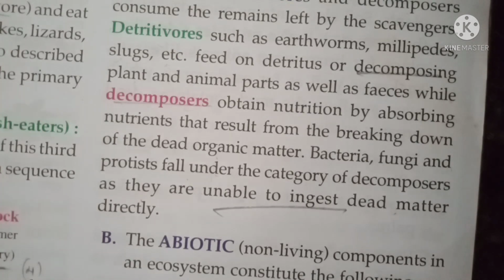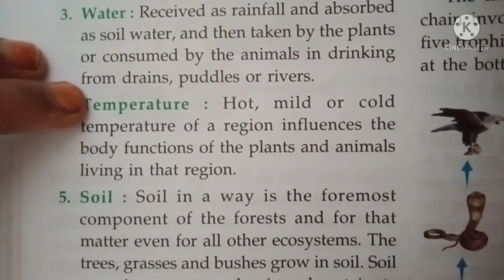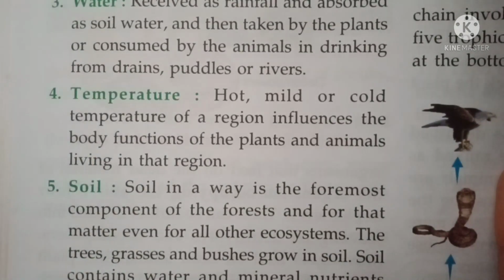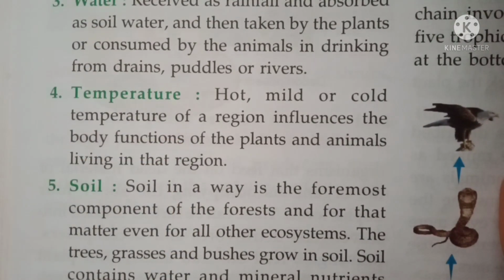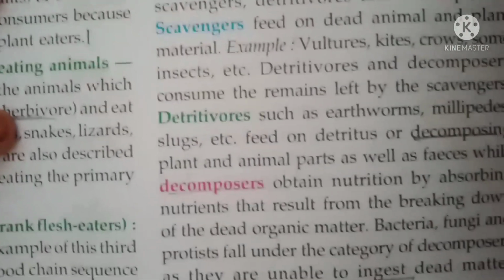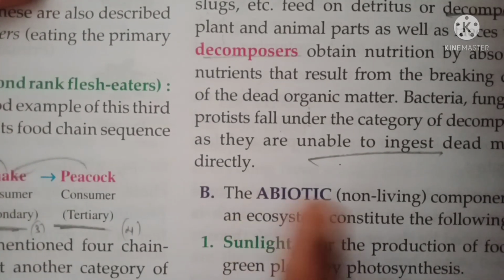Okay. Now abiotic components. What are abiotic components? Sunlight, air, water, temperature, soil. These are the abiotic components, which are dead components and which are very essential for living things. I think the video is longer, so I'm going to explain abiotic components in the next video, children. So watch the next video.